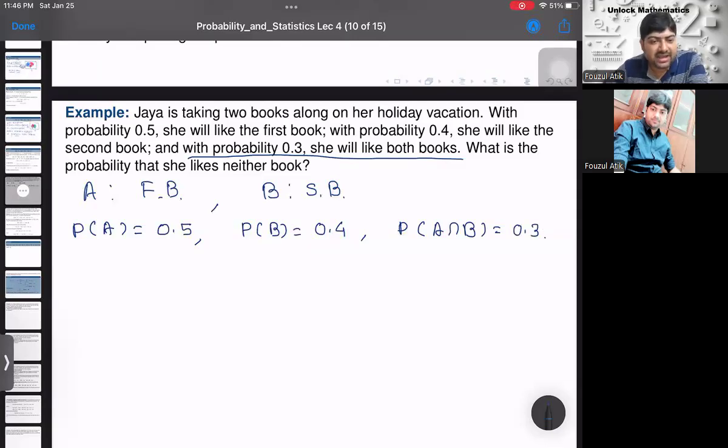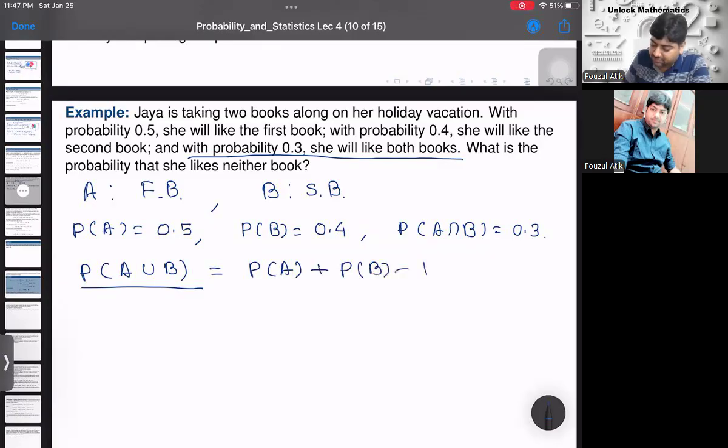Now what is the probability that she likes neither book? What does it mean? We all know that union is the at least, right? Union is the whole collection, so at least one will happen. If I say A union B, that means at least one will happen. So let us first find P of A union B. This event is that she will like at least one book. Now if I take the complement of this event, I will get that she will not like any of the books. We know from the previous identity that it is equal to P of A plus P of B minus P of A intersection B. And if I calculate it, I get 0.6.